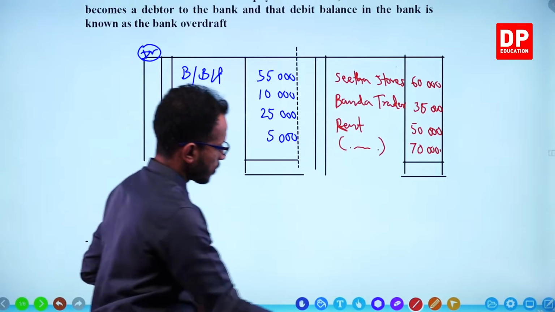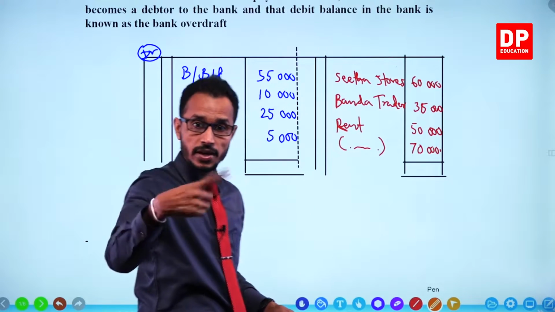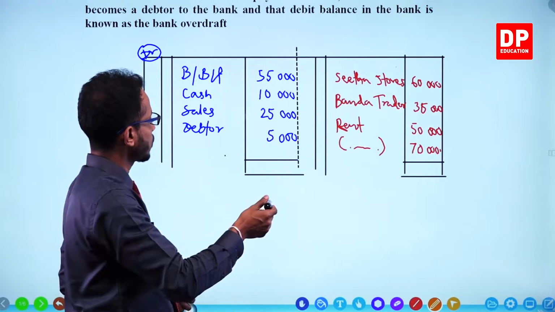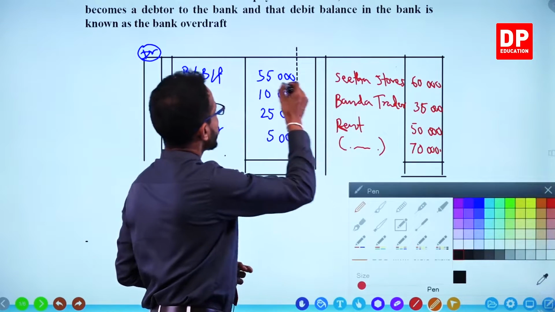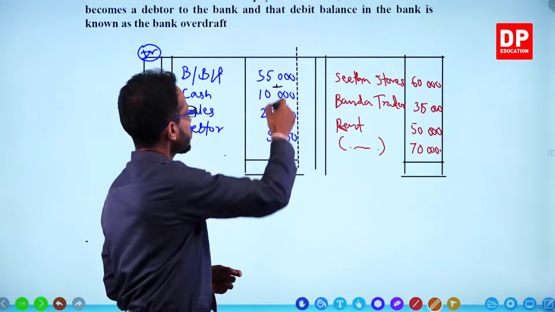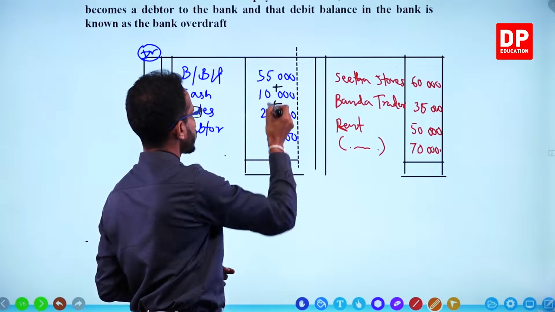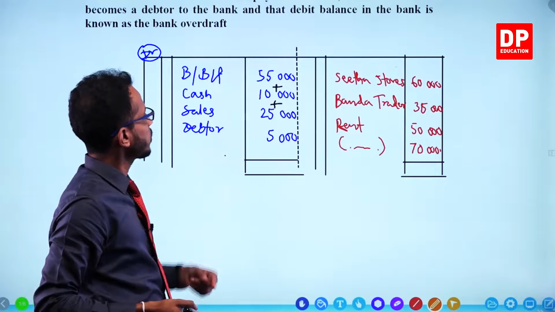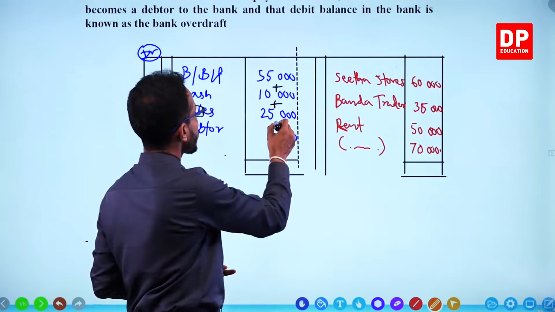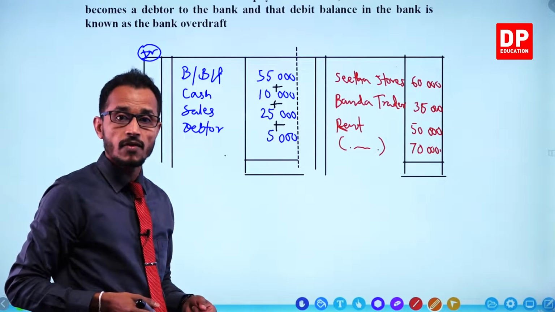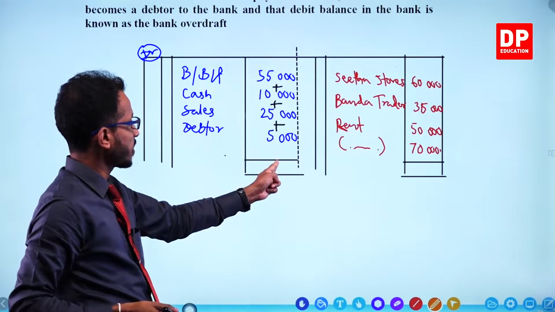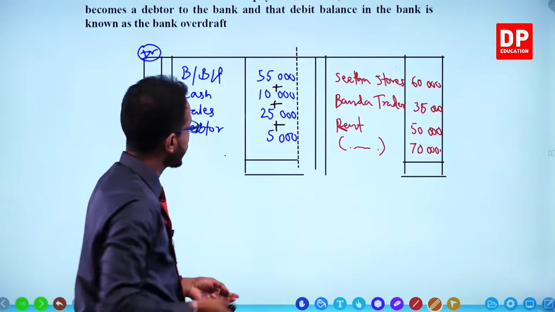Now I'll add the debit side. Okay, this side. 55 plus 10, 65, plus 25, 90, plus 5, 95. We get a total of 95 on the debit side, right?